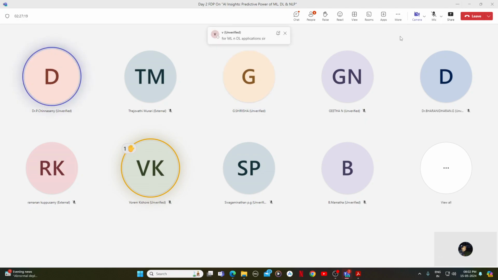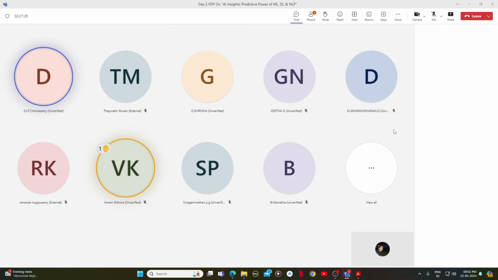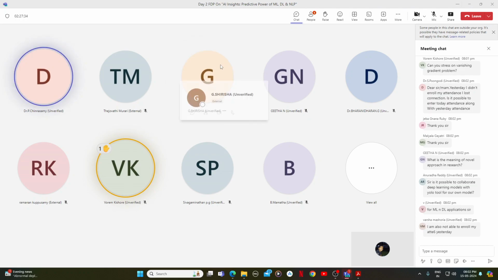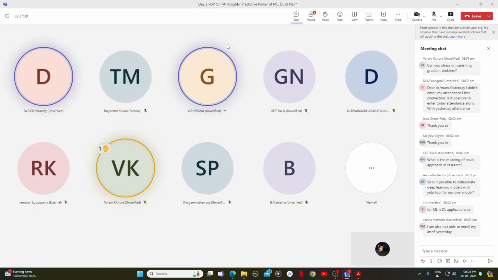What is the meaning of novel approach in research? As we are in a technological world, we are not able to provide a novel approach easily. But we can modify the existing one.